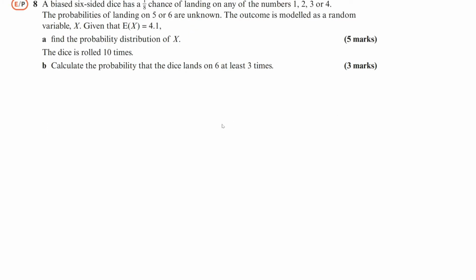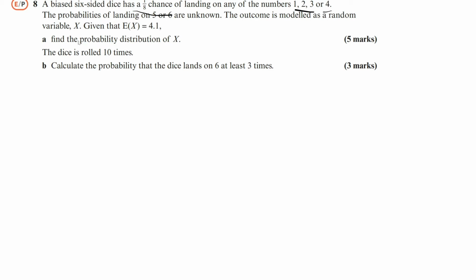Feel free to have a go at this question, because it is a bit different from the previous questions. A biased six-sided dice has a 1/8 chance of landing on any of the numbers 1, 2, 3, or 4, and the probabilities of landing on 5 or 6 are unknown. The outcome is modeled as a random variable x, given that E(x) is 4.1. Part A: find the probability distribution of x.